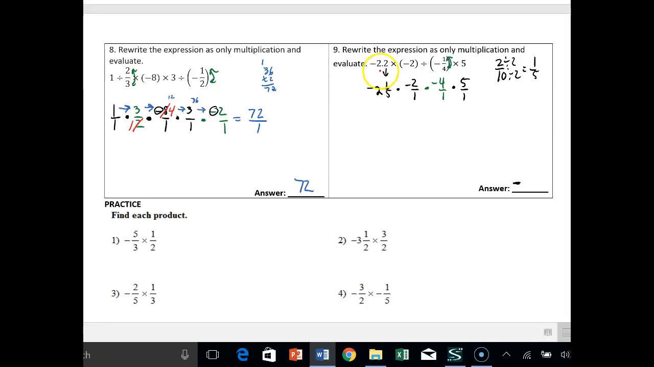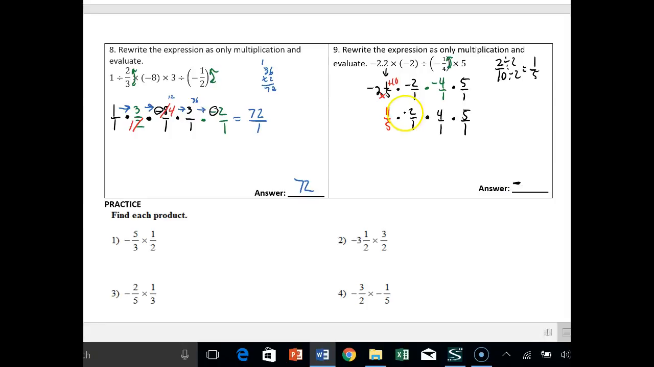Before I go to work on this, I have a mixed number. What do I have to do when I multiply mixed numbers? Got to change it to an improper fraction. So 2 times 5 is 10, plus 1 gives us 11 over 5. And now I should be able to go to work. 2 over 1 times 4 over 1 times 5 over 1. Notice I don't care about my negatives anymore because I've already put a negative in my answer.